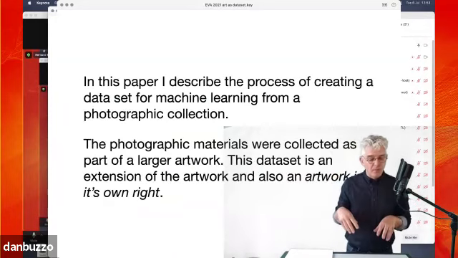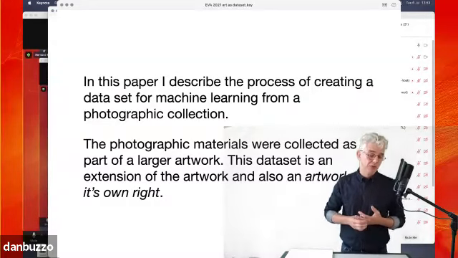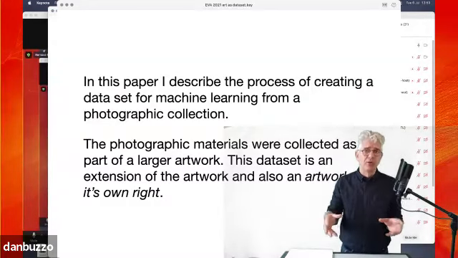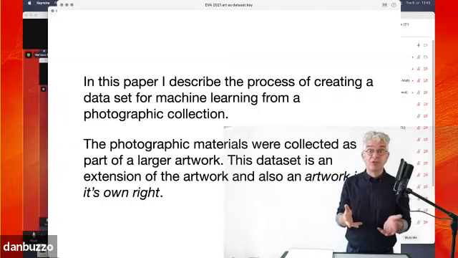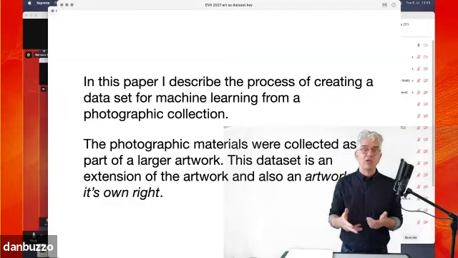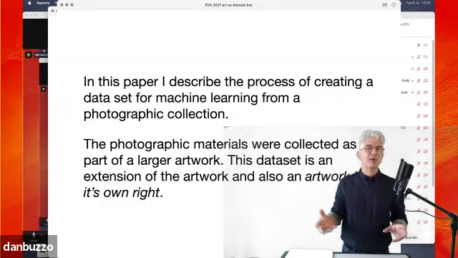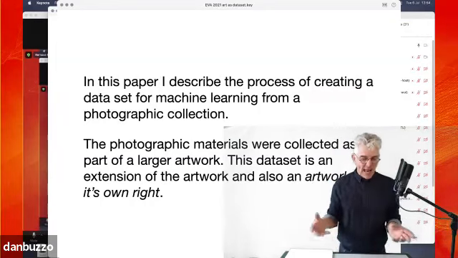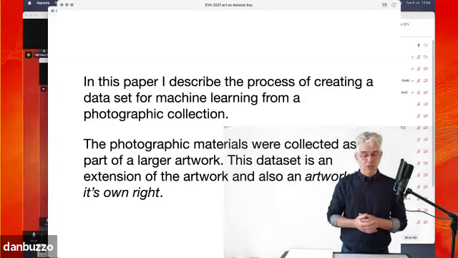In the paper, I described the process of creating a data set for machine learning from a photographic collection. The photographic materials were generated as part of a project of nonverbal investigation that I found myself undertaking. And the source materials, these photographs, were used for a couple of different aspects of exploring an idea. And at the end, they've produced a data set for machine vision learning, for training computer vision systems, that's become an artwork in its own right.